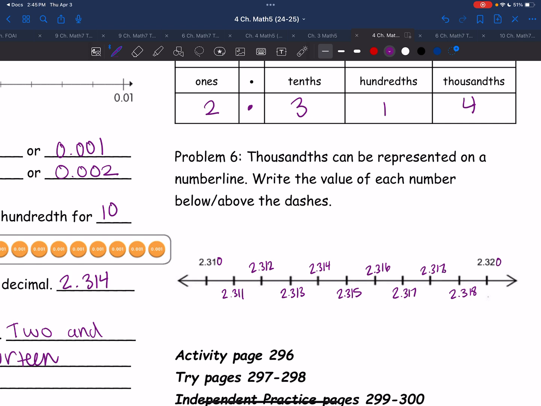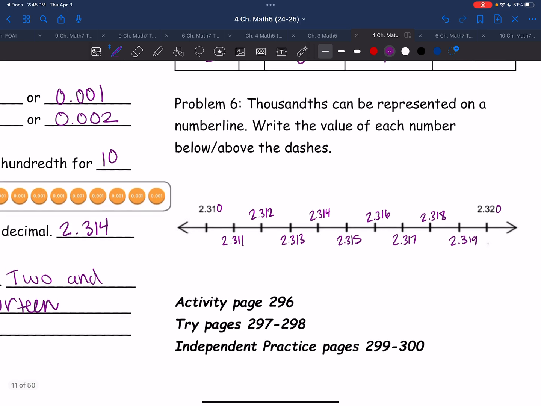Oops, I know I did wrong. All right, so we will do these problems tomorrow in class.